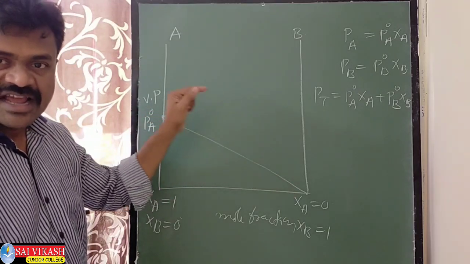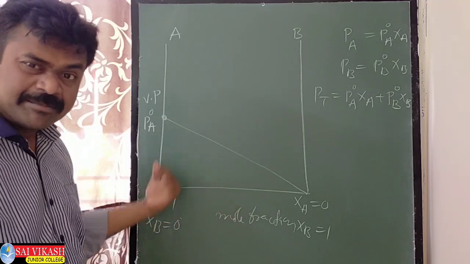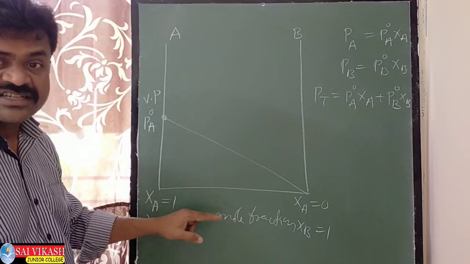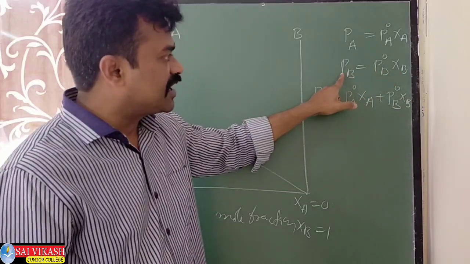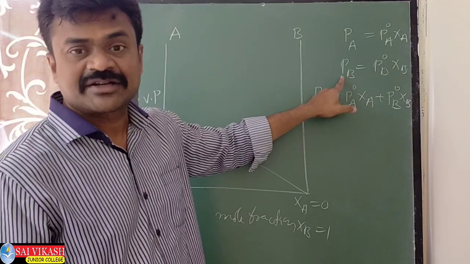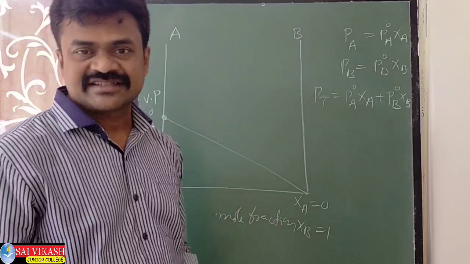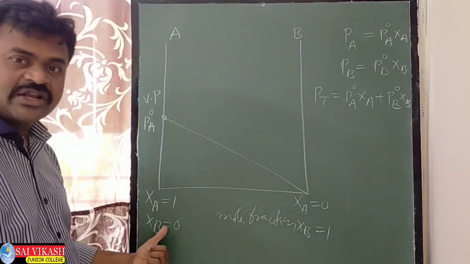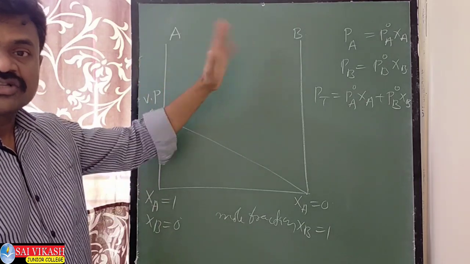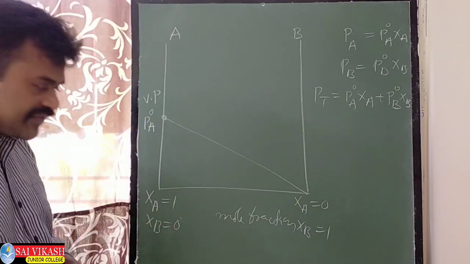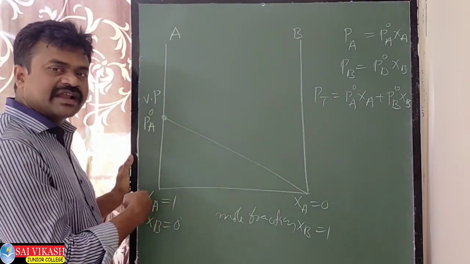But you see, at the same time when we are adding B, the B mole fraction increases. As the B mole fraction increases, the partial vapor pressure with respect to B also increases. If it increases, how does the graph come now?